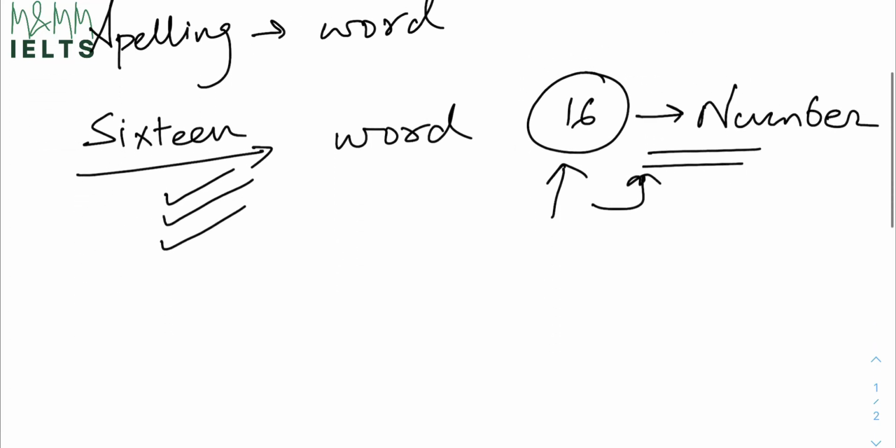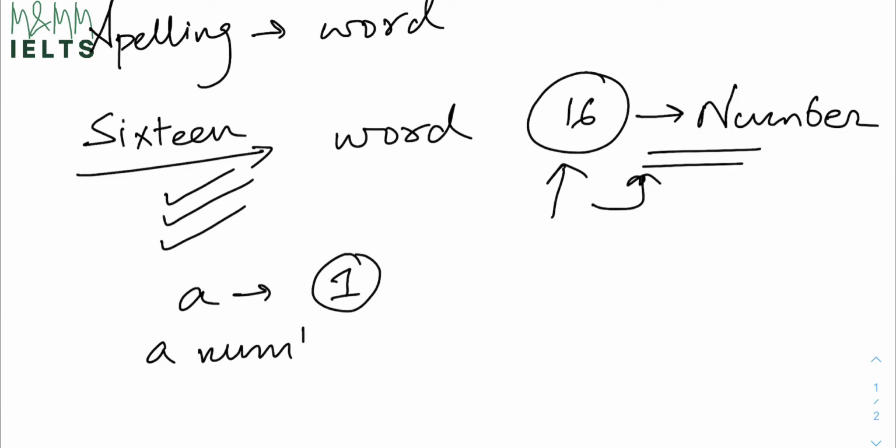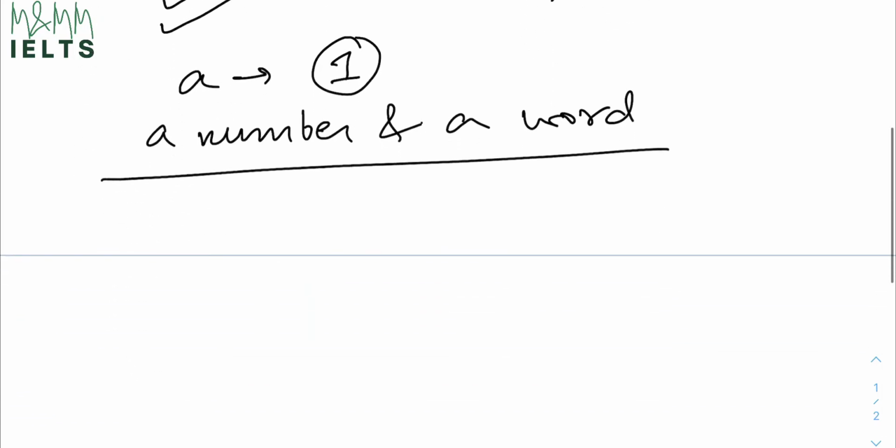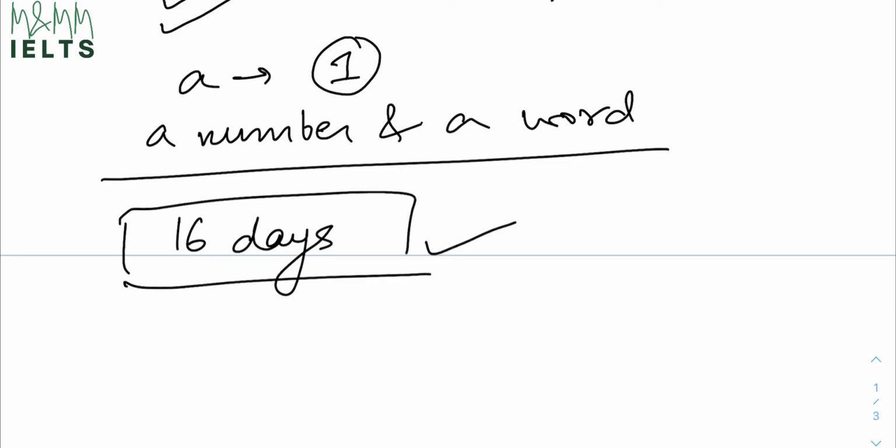And if they say no more than a number and a word, 'and' means we have to use both. So if I write down like this, 16 days, let's say this is my answer, I will get my score because I have only used one number and I have only used one word.